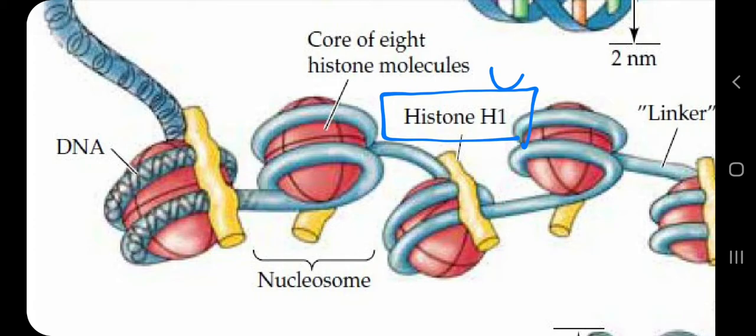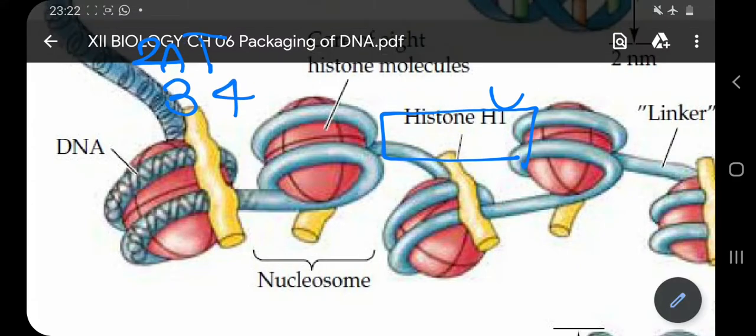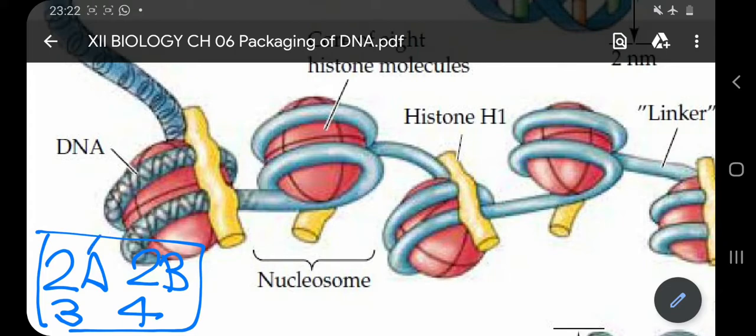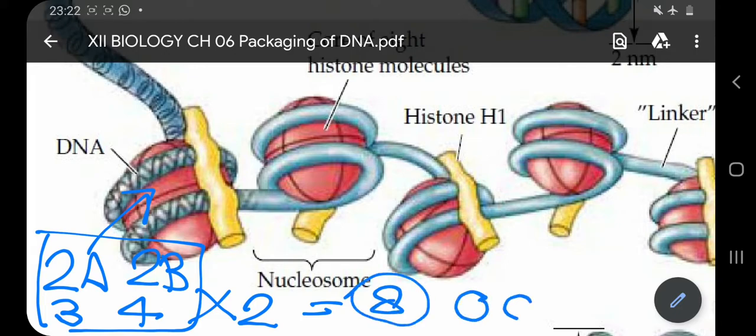As I have mentioned, when we talk about histones, there are many subunits in histones. For example, let me write that for you: 2, 3 and 4, 2A and 2B. So there are 4 types of histones in the histone octamer. Why 4 types? Because 4 into 2 is equal to 8. So 8 is for octamer, octa.